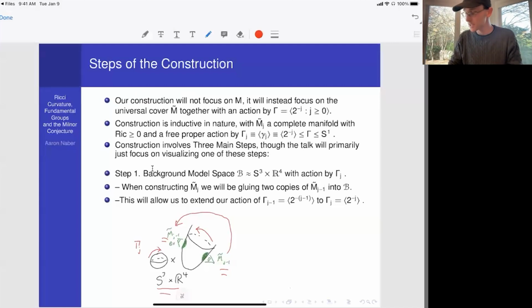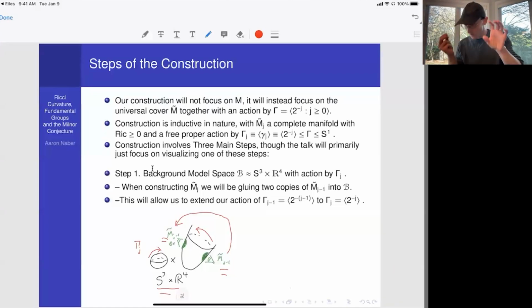So in some sense, what's the problem with this picture? Why doesn't it work quite so easily in the end? The reason is that, as I said here, this gamma sub j action on this S3 cross R4 is quite wild. It's rotating the S3 and it's rotating the R4 very, very, very fast.